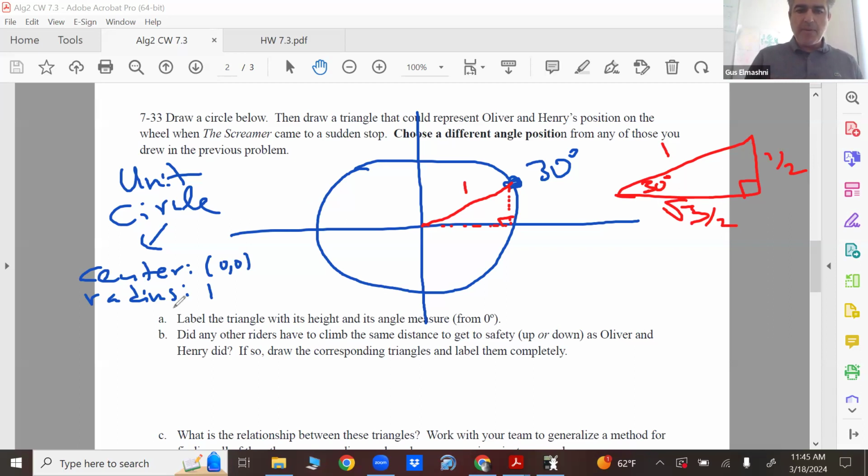So have I labeled a triangle? Yeah, I have. And measured from 0 degrees, I did. Did any of the rows have to climb the same distance? Let's not worry about that question. Let me just cross that off.